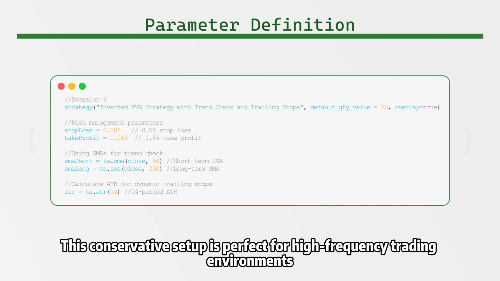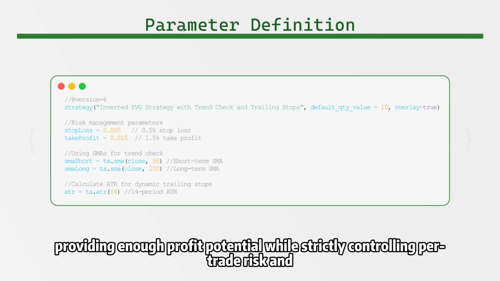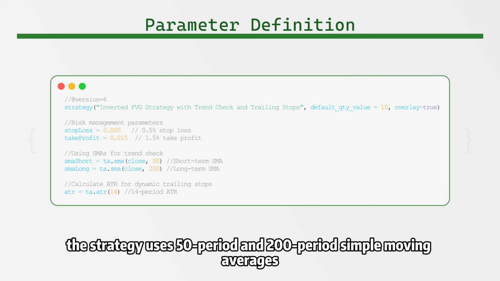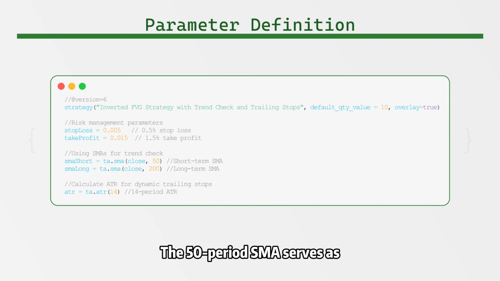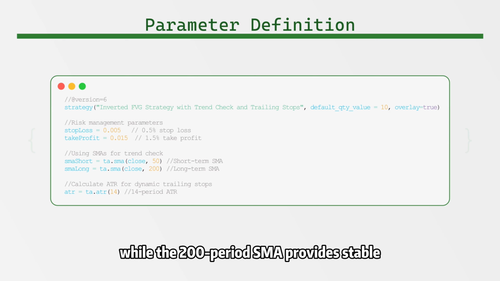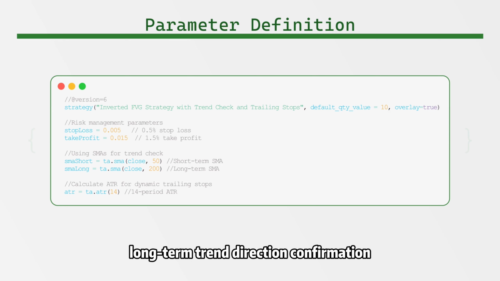This conservative setup is perfect for high-frequency trading environments, providing enough profit potential while strictly controlling per-trade risk and reducing market noise impact. For trend confirmation, the strategy uses 50-period and 200-period simple moving averages. The 50-period SMA serves as a short-term trend indicator that quickly responds to price changes, while the 200-period SMA provides stable, long-term trend direction confirmation.